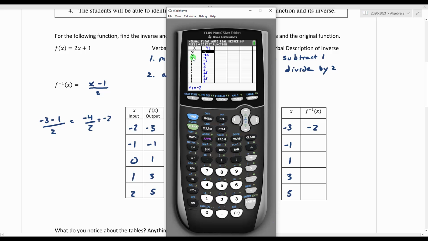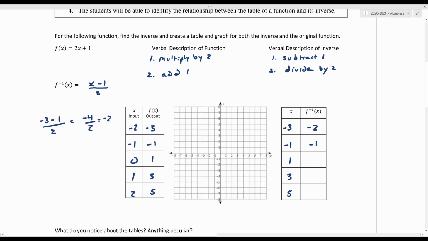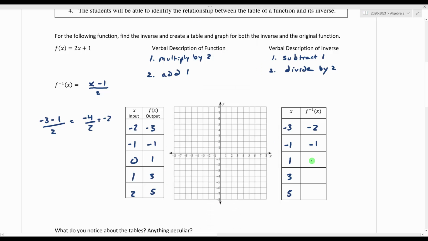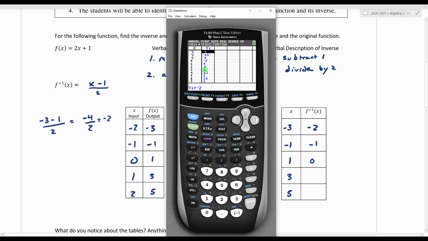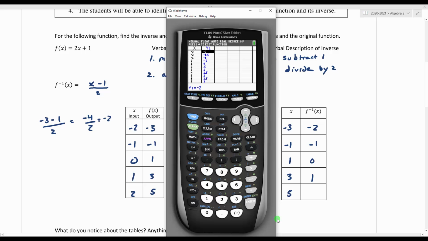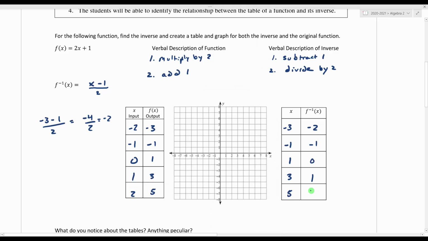Okay, so -1 became -1. Okay, and then we have 1 became 0. Right, so we put a 1 into our inverse. It took us to 0. And we do the same thing for the 3, right? So 3 went to 1. And then for 5, right, I go down here to 5, and it looks like I got a 2.